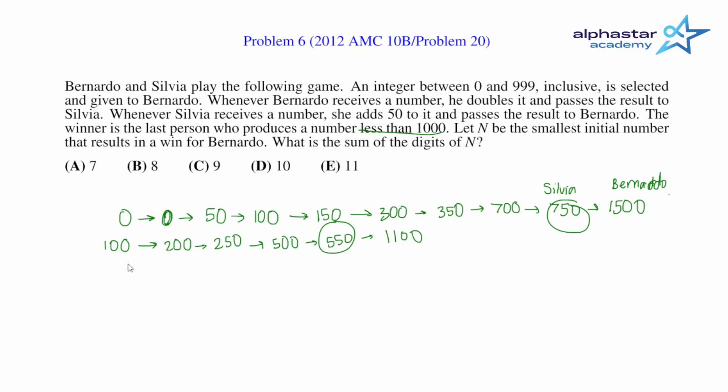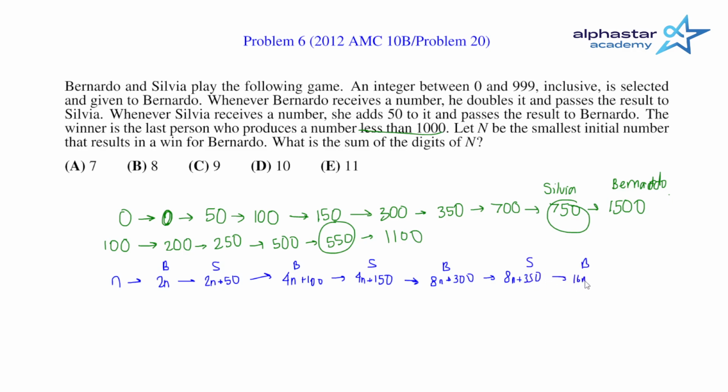So let's suppose we start by selecting the number n between 0 and 999. Bernardo produces 2n. Sylvia produces 2n plus 50. And we can actually just think about this in a more general light after experimenting a bit. This is 4n plus 100. Sylvia then receives this and produces 4n plus 150. Bernardo will double it and get 8n plus 300. Sylvia will receive that, and we can keep going, right?